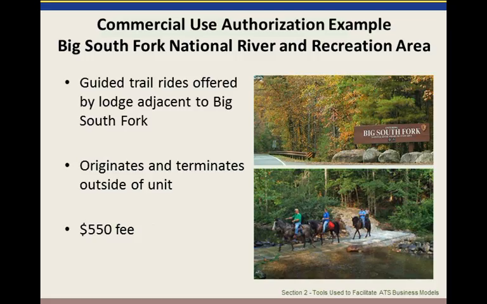Now here's an example of a CUA at the Big South Fork National Recreation Area. In this instance, the CUA allows for trail rides that are offered by a lodge that's adjacent to Big South Fork. The trail rides begin and end outside of the unit, and the CUA holder pays a small fee to the FLMA in terms of basically a processing fee and a small fee for administrative services.